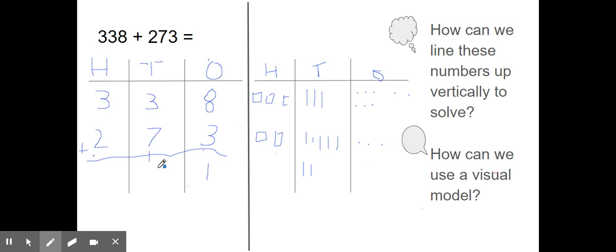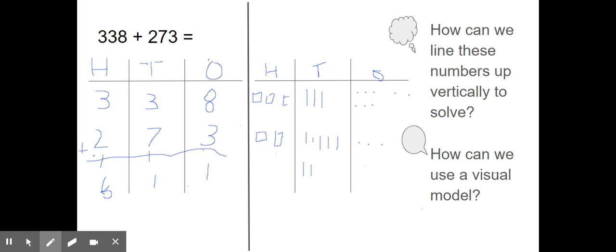Now let's add our tens. 3 plus 7 is 10. Plus 1 more is 11 again. So I need to make a new group another time. I'm going to make a new 100, and I have 1 10. 1 and 1 make 11 again. 3 hundreds plus 2 hundreds is 5 hundreds, plus 1 more 100 is 6 hundreds. Our answer is 611. Let's see if we get the same answer using a place value chart.